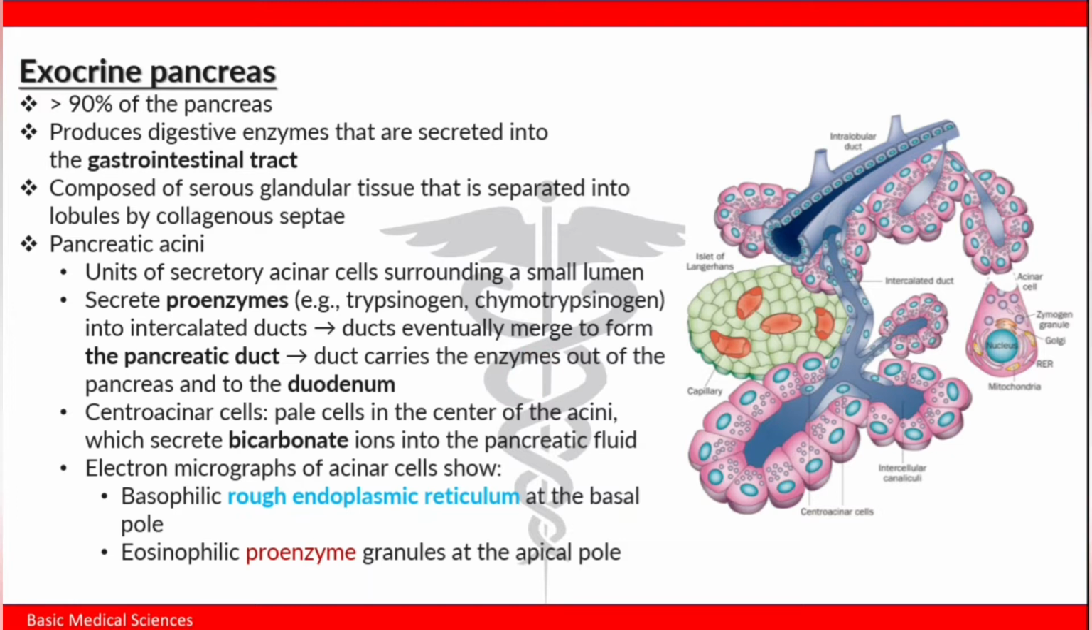The central acinar cells are pale cells in the center of the acini which secrete bicarbonate ions into the pancreatic fluid. The electron micrographs of acinar cells will show basophilic rough endoplasmic reticulum at the basal pole and eosinophilic proenzyme granules at the apical pole.